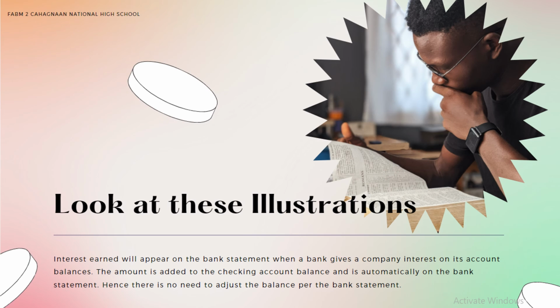So, interest earned will appear on the bank statement when a bank gives a company interest on its account balance. The amount is added to the checking account balance and is automatically on the bank statement. Hence, there is no need to adjust the balance per bank statement. Automatic na yung mga interest earned. Like for example, you have a deposit on a certain bank. So, magkaka-earn ka ng interest. So, automatically, it will appear on the bank statement.